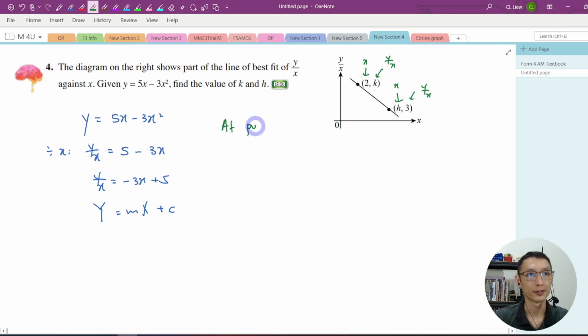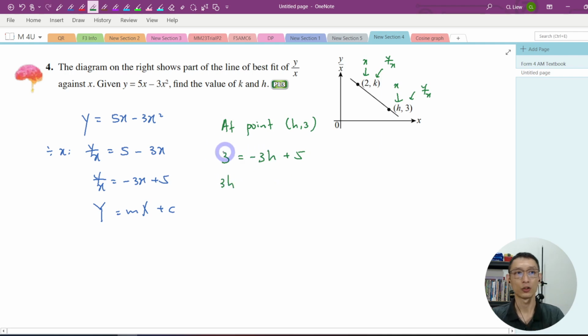At point h comma 3, y over x is equal to 3. So remember 3, not 3 over h. It's equal to negative 3x plus 5. So 3h, bring this negative 3h to the left, it becomes positive 3h, is equal to 5 minus 3. So 3h is equal to 2, h is equal to 2 over 3. Okay, this is the value of h.